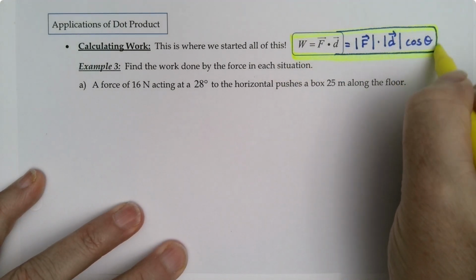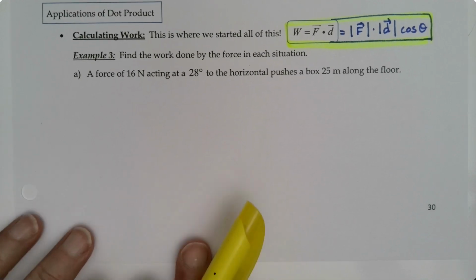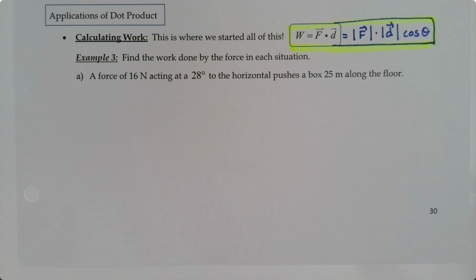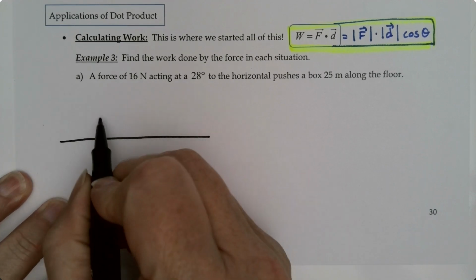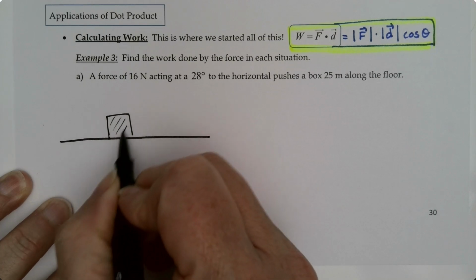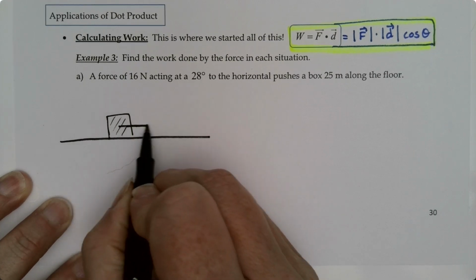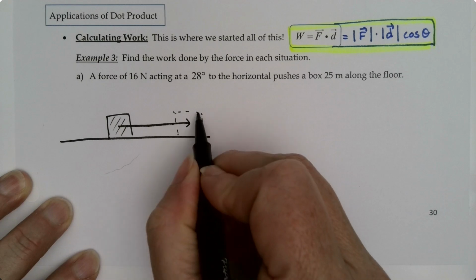We're going to play with the angle of our force vector. So we have a force of 16 newtons acting at 28 degrees to the horizontal, pushing a box 25 meters along a floor. All right, so let's see here. We have a floor. We have a box. This is going to be a terrible drawing. So here's our box, and we're going to move that box along the floor to a new location over here.